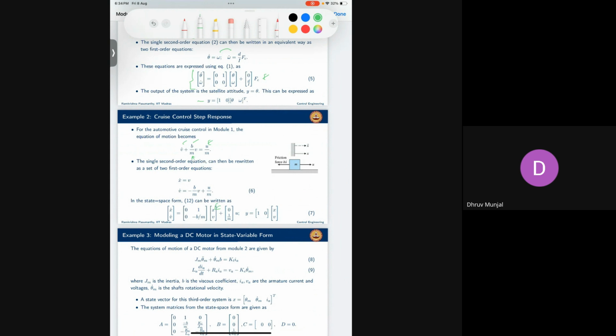It is already a first order system, so you can represent it directly. x dot, this hidden state, you can take in terms of v, and v dot you already have. So I'm just writing it as minus b by m times v plus u by m. That's it. So you have two states, and you can represent it like this.